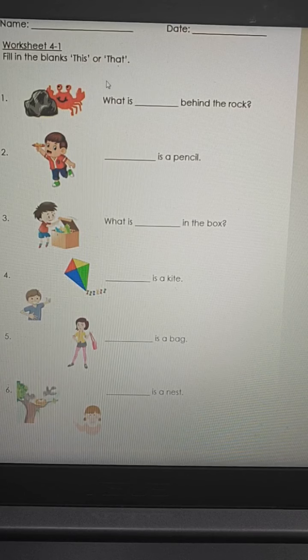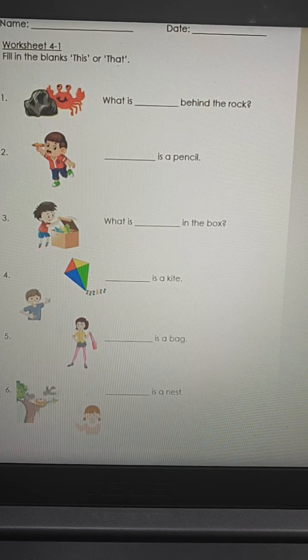Small letter t, okay? Because this is not the first letter of the sentence. So change the T to small letter t. This. Number 2 is a pencil. The pencil and the boy, are they near or far? The boy is holding the pencil, so it's near, right? So you fill in, this is a pencil. But you see, this is the first word, so the first letter of the sentence must be capital T, okay? So you copy, this is a pencil.